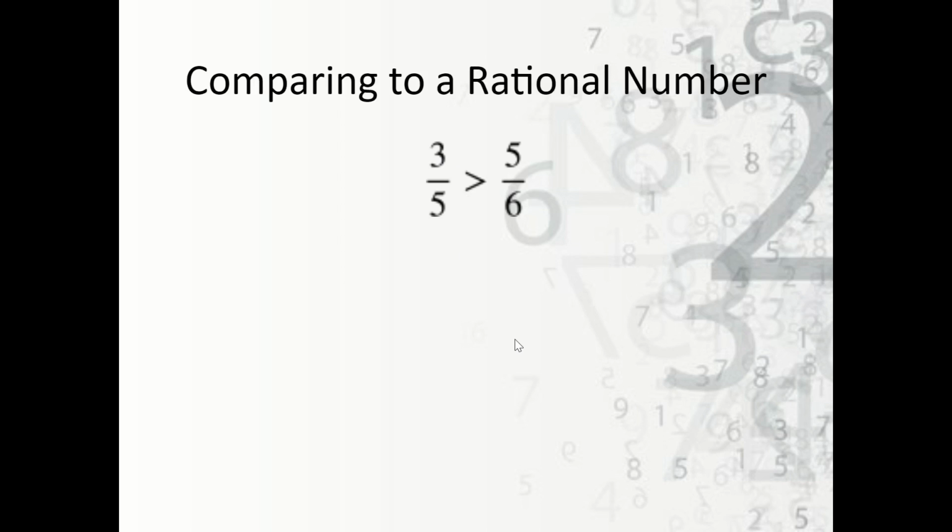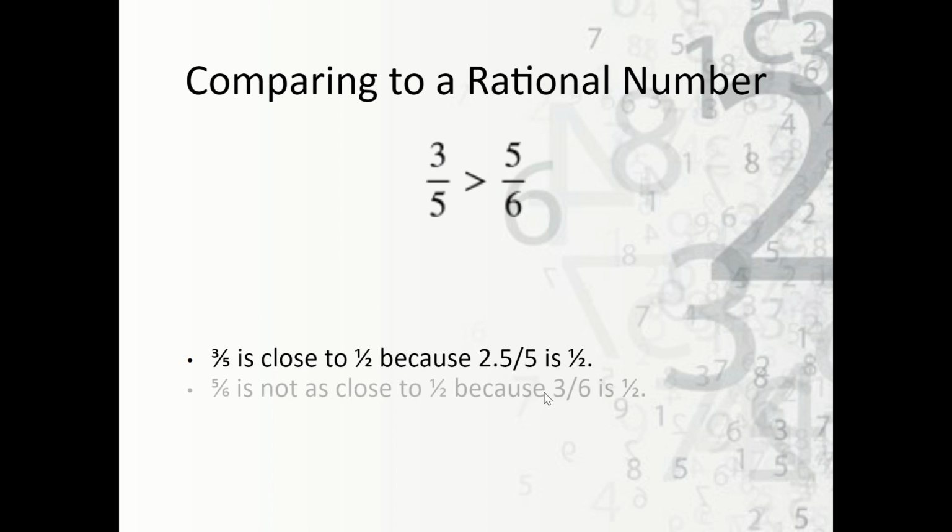Lastly, comparing it to some other rational number. 3/5 is close to 1/2 because 2.5 over 5 is equal to 1/2. 5/6 is not as close to 1/2 because 3/6 is 1/2, and we have 5/6, so we're much further away here, so we can see then that 5/6 must be bigger. So these are different strategies that you can use to compare rational numbers.